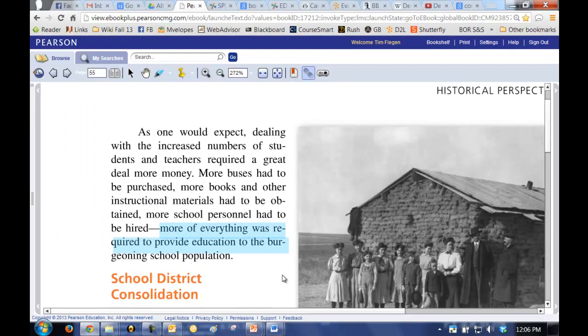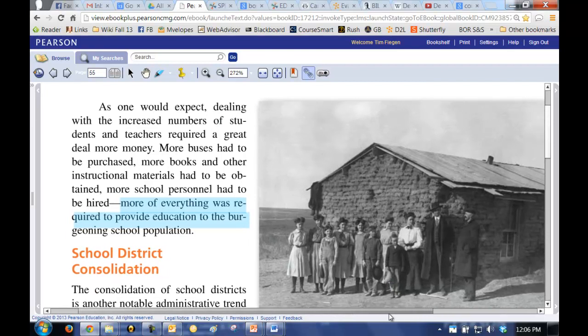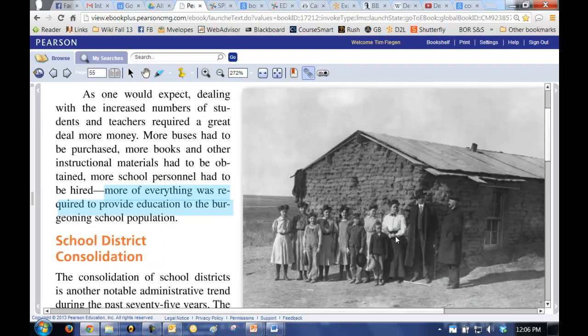This also meant more of everything was required to provide education to the burgeoning school population. If you needed more schools and more teachers, you also needed more buses, more cooks, more books, more desks, more space, more playground, more parking. What's interesting about this discussion is that if you look around rural South Dakota, a number of schools have the opposite problem: they're shrinking so fast. And why are they shrinking? Why are our rural schools shrinking?